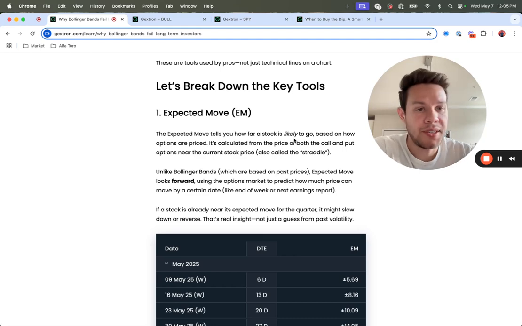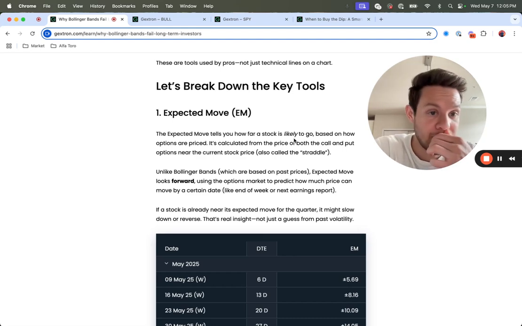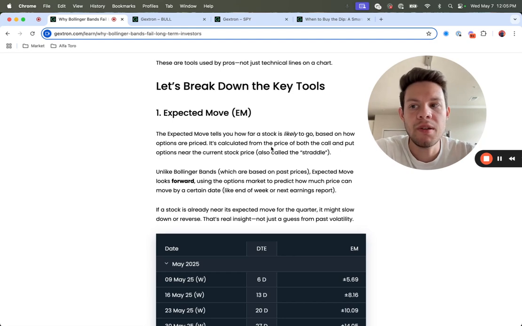Okay, and you've got to pick an expiration date. Like I said, since you're a long-term investor, you want to pick the closest expiration to the next earnings. So it's calculated from the price of both the call and the put options near the current stock price. This is also called the straddle. So it's called the at the money straddle, ATM straddle expected move. So this is like the DIY version. Gextron's is a little bit more tweaked.